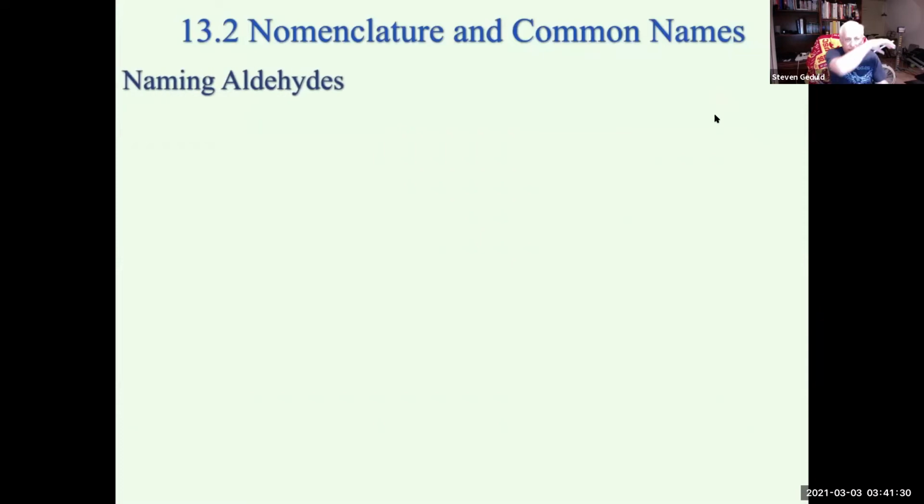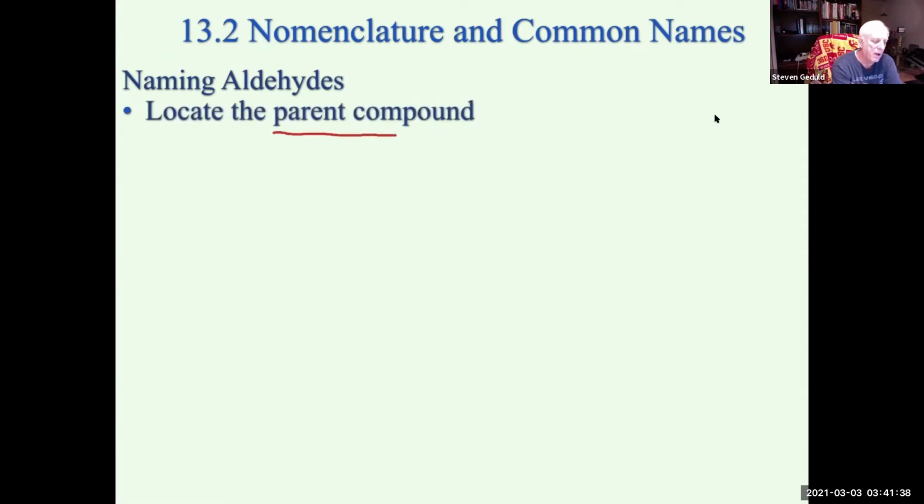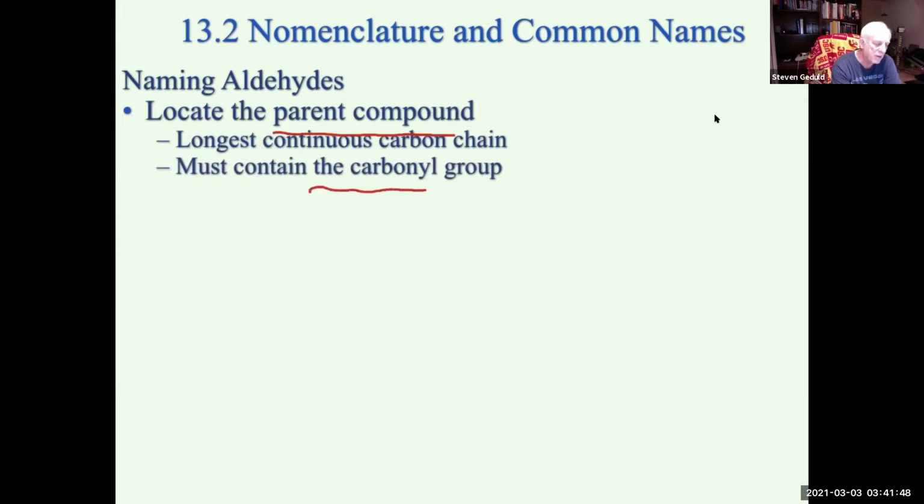Okay, so naming aldehydes. Remember aldehydes, we drop the E, add AL. We locate the parent compound, the longest carbon chain. That's your parent compound, the longest continuous carbon chain, and it must contain the carbonyl group. You can't have a chain that doesn't have the carbonyl group on it, even if it's shorter. You have the longest continuous chain that includes the carbonyl group.